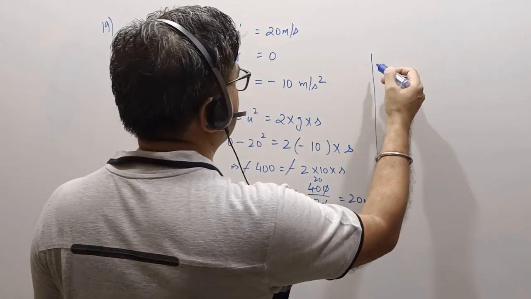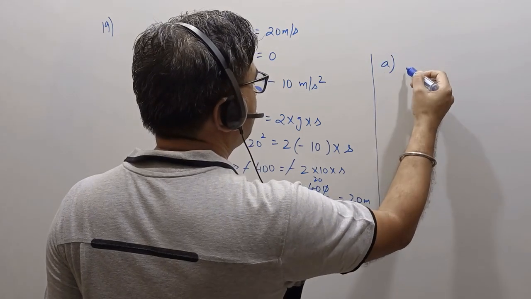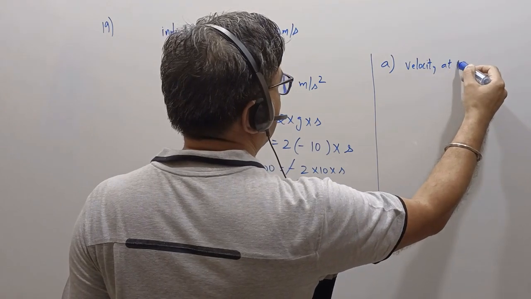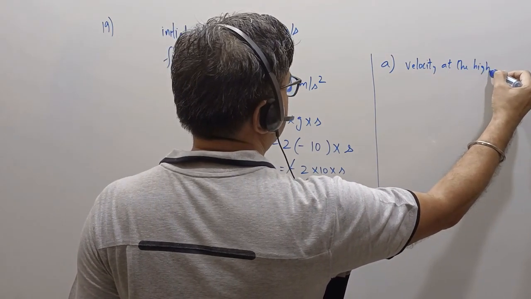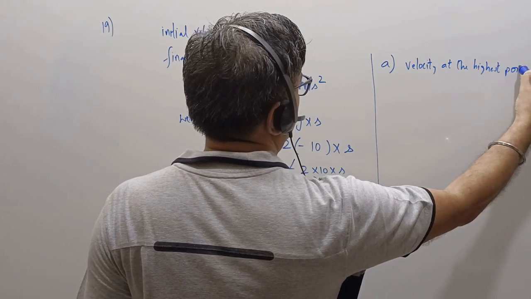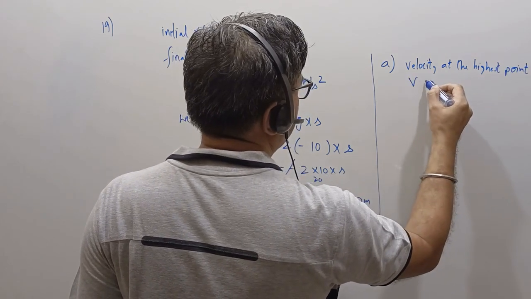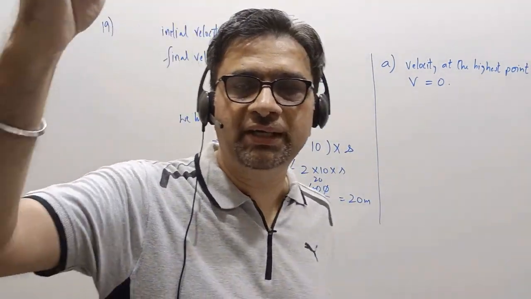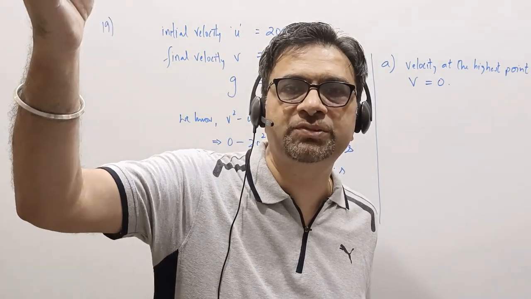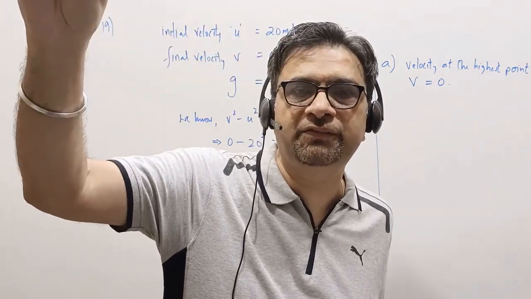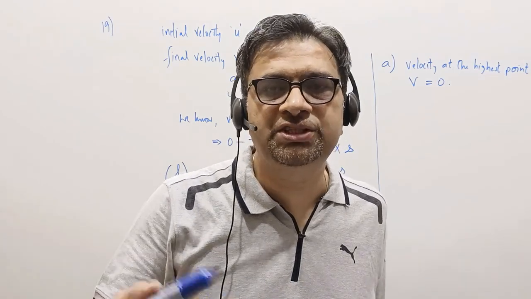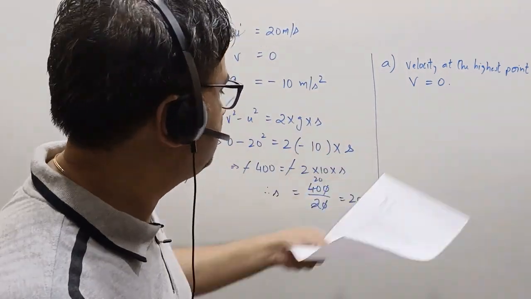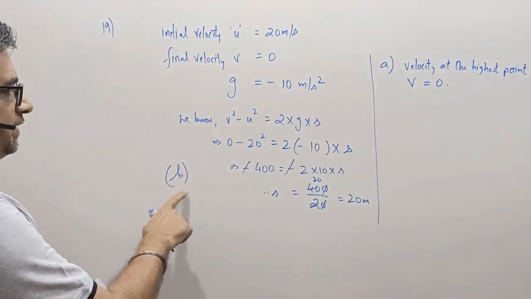Well, this was something that we could have done earlier. What is the velocity at the highest point? The velocity at the highest point is v. That's the final velocity. That's 0. And that's the reason why it has reached the highest point. It cannot go any further, and that's why we call it the highest point. That's the highest it could have reached, and it has reached. So the final velocity at that point becomes 0. So the answer to A is 0. The answer to the second bit is 20 meters.